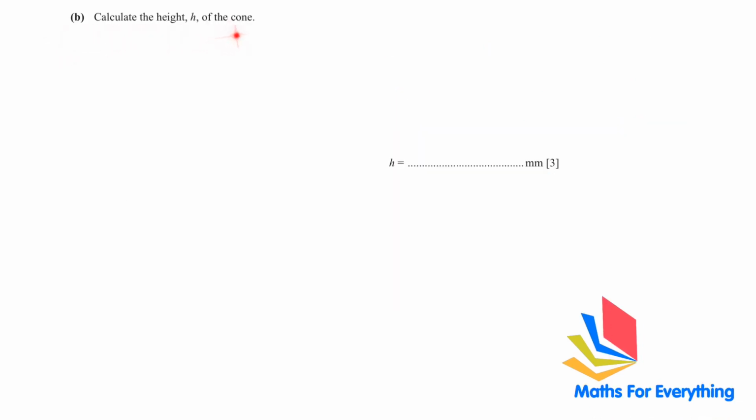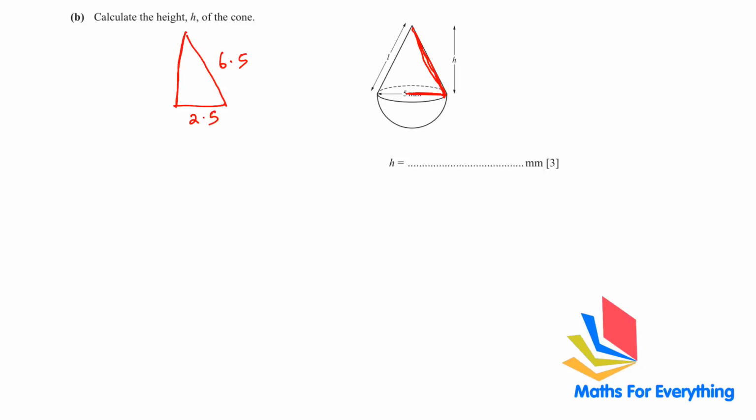Part B, calculate the height h of the cone. Just let's put the diagram here. So this is what we have to find. We know the slant height. What is that? Is this length here? We know it. So this is 6.5. We also know the radius is 2.5. And now if we want to find the height, we have to use the Pythagoras theorem.